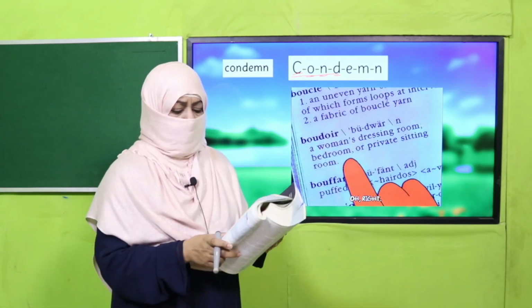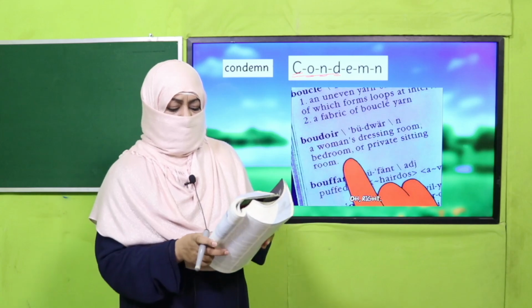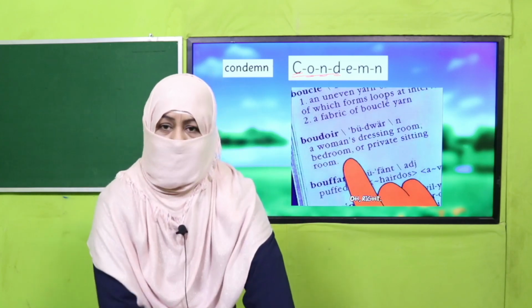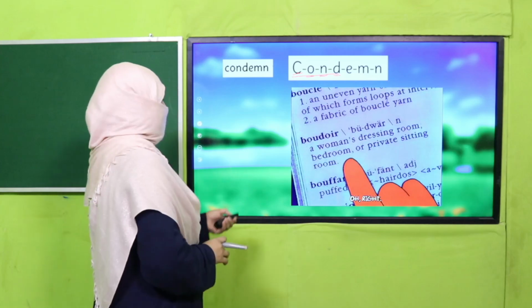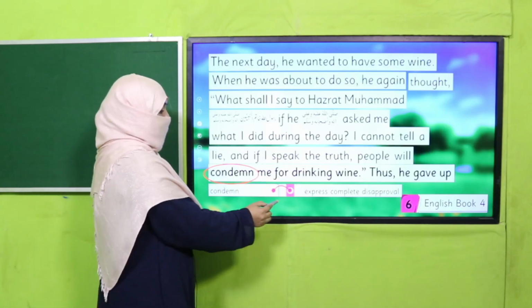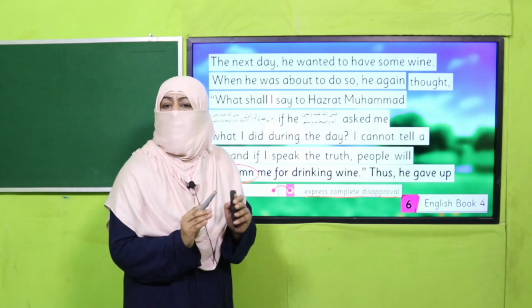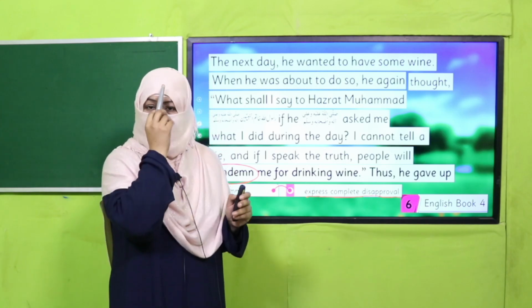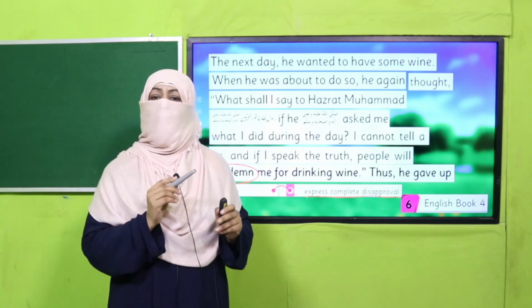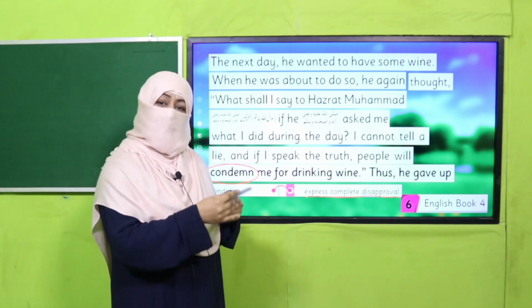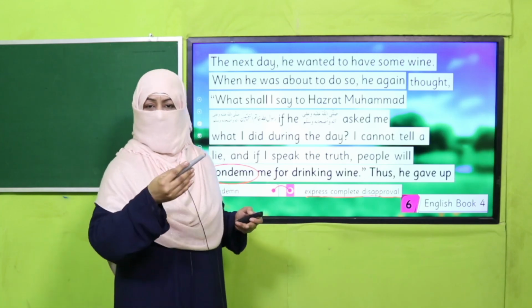So this word means to express very strong disapproval. All right. So what does this word condemn mean here? Condemn means to express complete disapproval, which nobody likes. All right. So this is how, my children, whenever you find a difficult word, you can pause reading, you can use a dictionary, and after understanding, we'll start reading further.